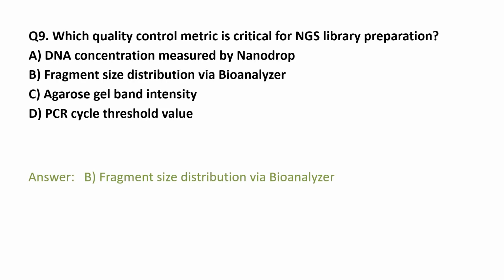So the answer is bioanalyzer. In NGS library preparation, correct fragment size distribution is critical for sequencing success. The bioanalyzer is a widely used tool that provides precise information about the size and quality of DNA fragments. Proper fragment size ensures compatibility with the sequencing platform, and overly large or small fragments can lead to sequencing errors or reduced efficiency. So the answer is fragment size distribution via bioanalyzer.